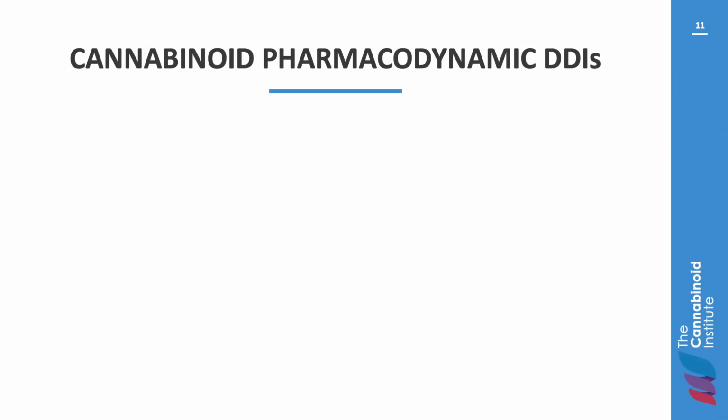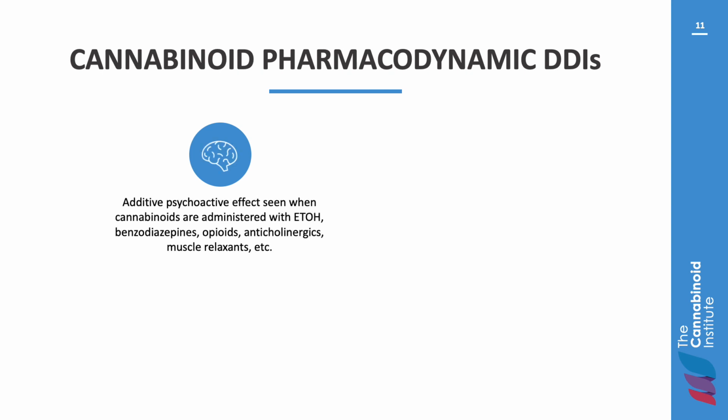When it comes to the pharmacodynamic effect of cannabinoid drug-drug interactions, an additive psychoactive effect has been seen when cannabinoids are administered with alcohol, benzodiazepines, opioids, anticholinergics, muscle relaxants, or other central nervous system affecting medications. Often, patients are looking to reduce or discontinue the medications that contribute to this additive effect, but caution should be used in patients on multiple medications with central nervous system effects.